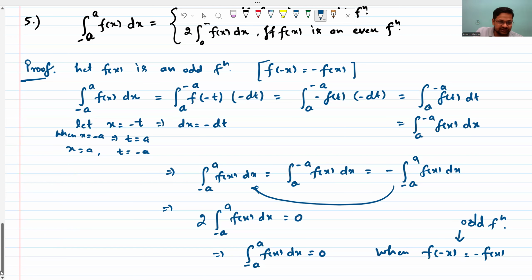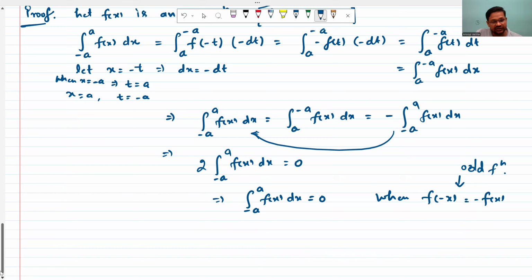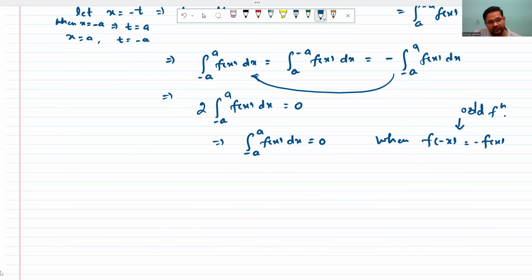If you are going to see some examples, because you know that sine is an odd function, so the integration of sin x from minus pi to pi dx is just equal to 0.